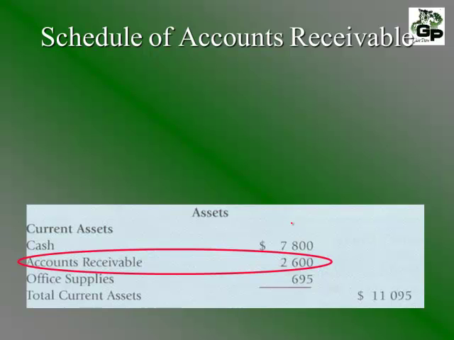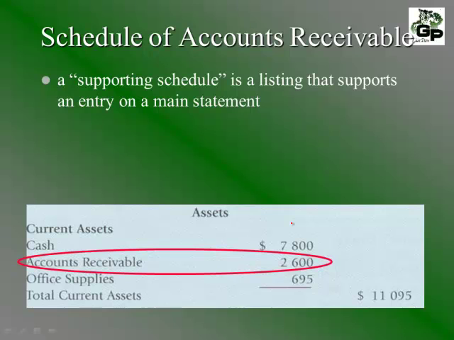Now let's talk about another new type of document. This is called a schedule of accounts receivable. This is a supporting schedule, which is simply a list that supports an entry on the main statement. So instead of listing perhaps 5, 10, 20, 100 different types of accounts receivable accounts on the balance sheet, we can create this schedule which supports the accounts receivable amount on our balance sheet.